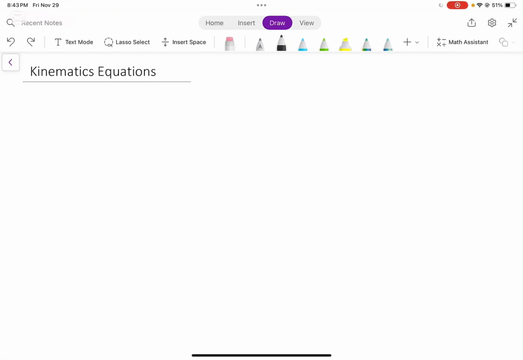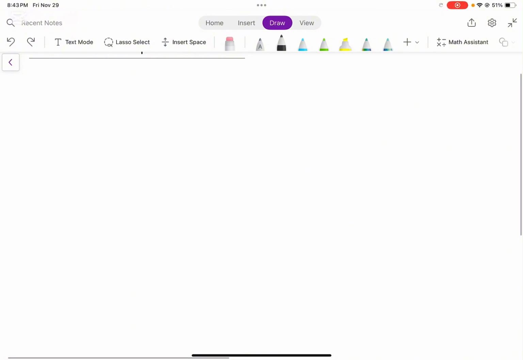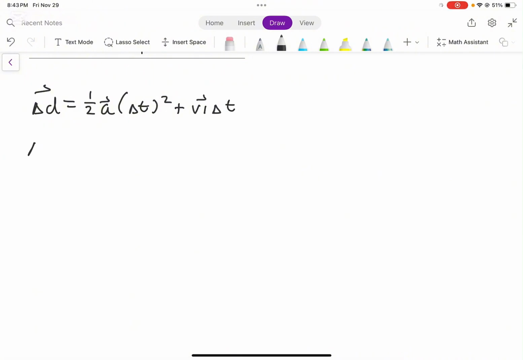Today we'll be talking about some key equations that we use for kinematics in specific. So the first equation that we're going to be using in this unit a lot is the equation delta d vector is equal to 1/2 a acceleration delta t squared plus v1 delta t. So that's the first equation, delta d.